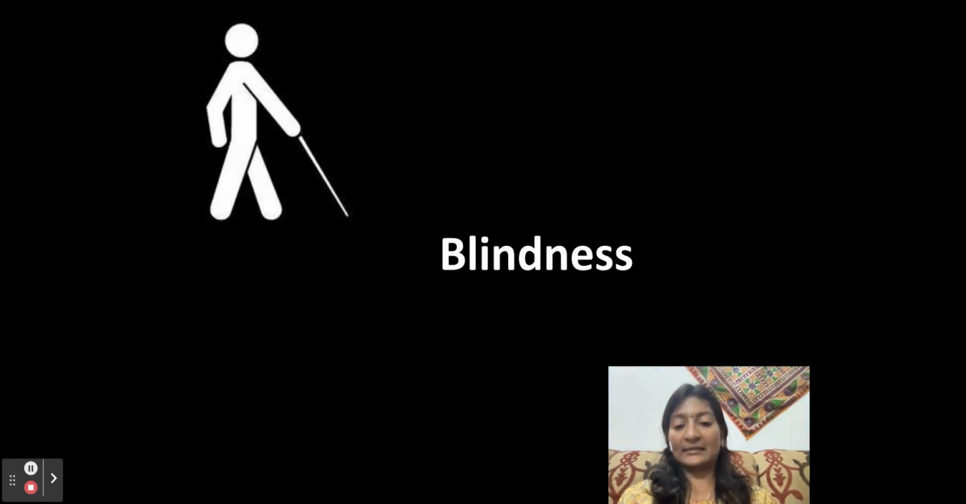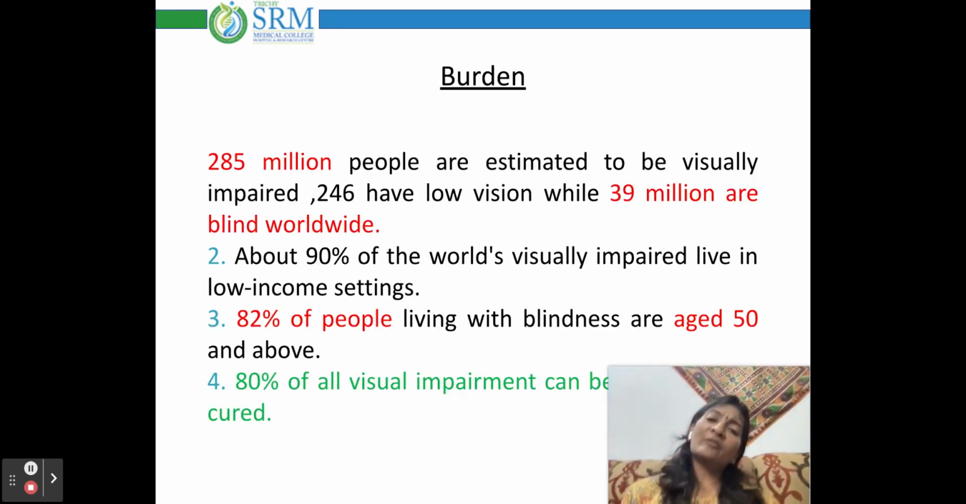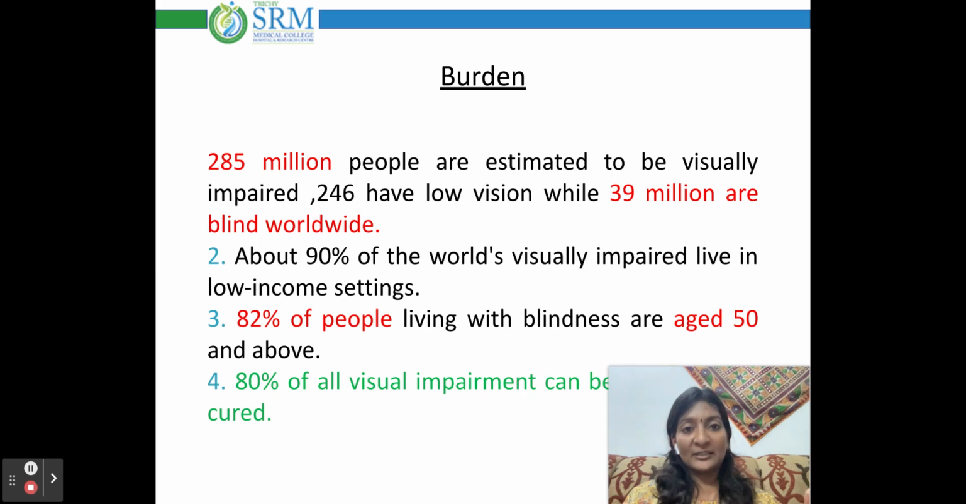So, moving on to our next topic, that is blindness. So, what is blindness? WHO defined blindness as a visual acuity of less than 3 by 60 as per Snellen's or its equivalent. So, the burden of blindness includes around 285 million people around the globe, and about 90% of the world's visually impaired live in low income settings, and 82% of the people living with blindness are age 50 and above.